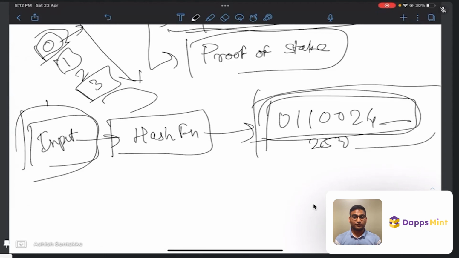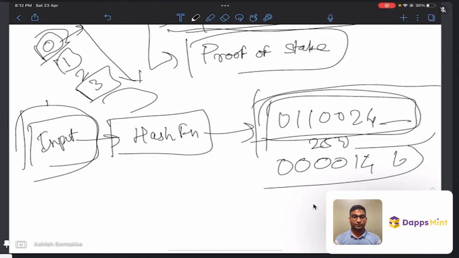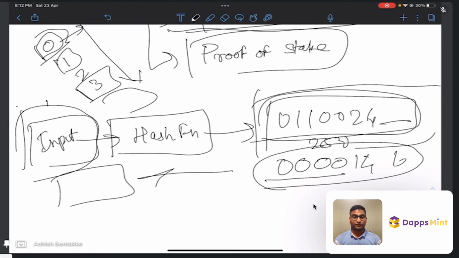It is completely random. Let's say I want to create a number that has four zeros and some numbers. I have to just keep on trying. I cannot figure out the input from this output. If I put in some input, it will give me some random output.